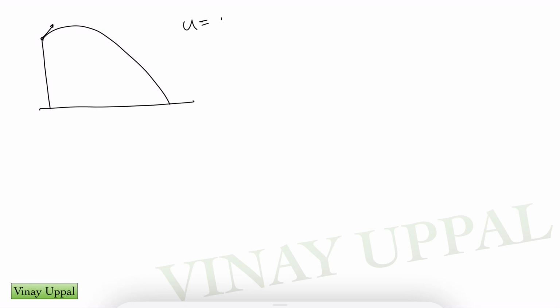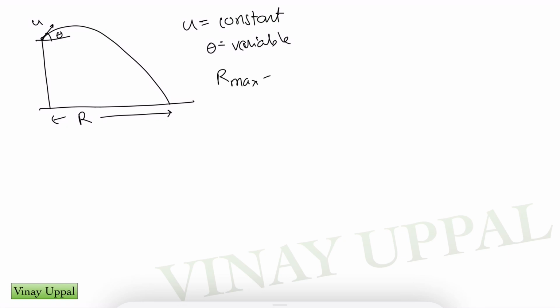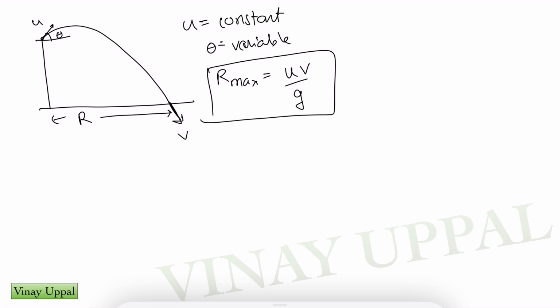So if I say the initial speed is a constant, but let's say this theta is a variable. You can choose whatever theta you want, and I want to choose such a theta which will maximize my range on the ground. The horizontal displacement, I want to maximize it. So the maximum horizontal displacement comes out to be equal to, let's say the speed on striking the ground is v, uv by g. Initial speed multiplied by the final speed divided by g.